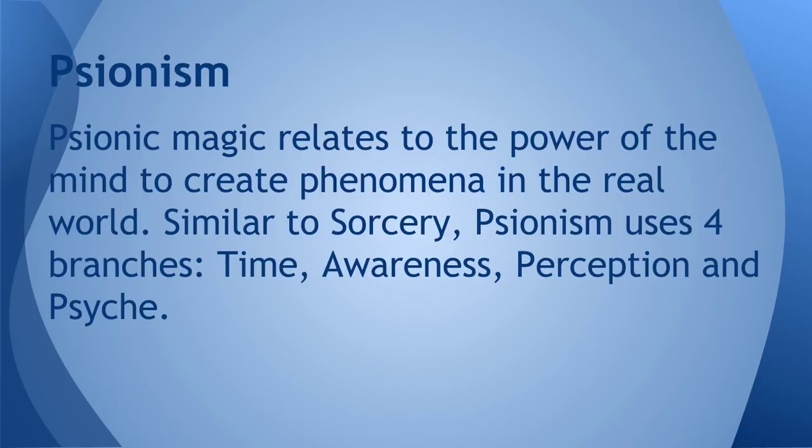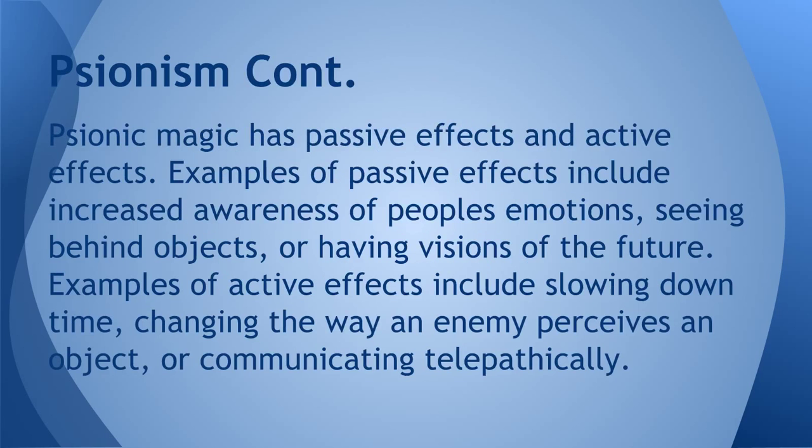Similar to sorcery, psionism uses four branches, which are time, awareness, perception, and psyche. Worth mentioning, these branches were originally part of sorcery, but since we created these different classes, we decided to give scions these four branches since they seem fitting for scions. Psionic magic has passive effects and active effects. Examples of passive effects include increased awareness of people's emotions, seeing behind objects, or having visions of the future. Examples of active effects include slowing down time, changing the way an enemy perceives an object, or communicating telepathically.